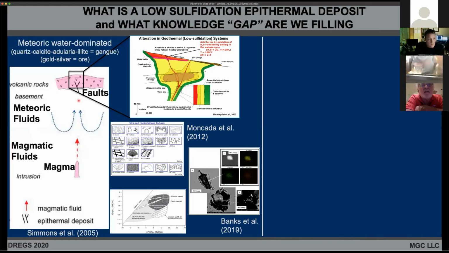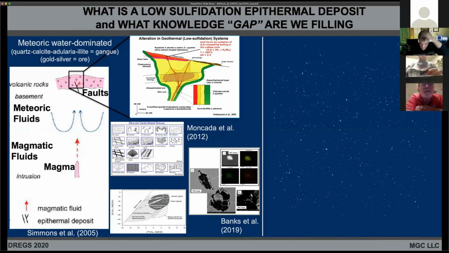Diagram from Simmons et al. 2005 showing the major components of low sulfidation systems. These are meteoric water dominated, so largely the water table, so 90-95% in the shallow surface, and that's what he shows with this volcanic rock package up top. Then faults are controlling the permeability in this near surface environment.